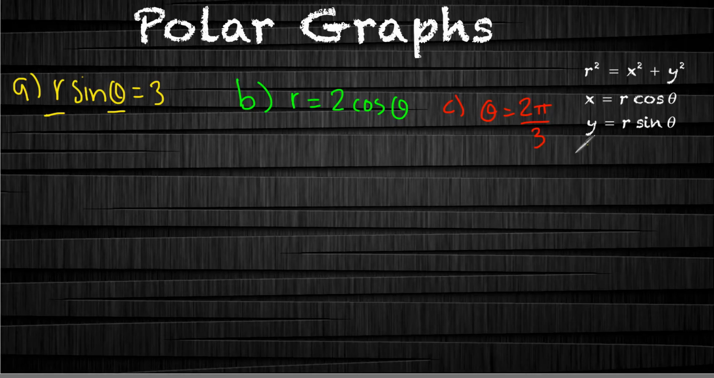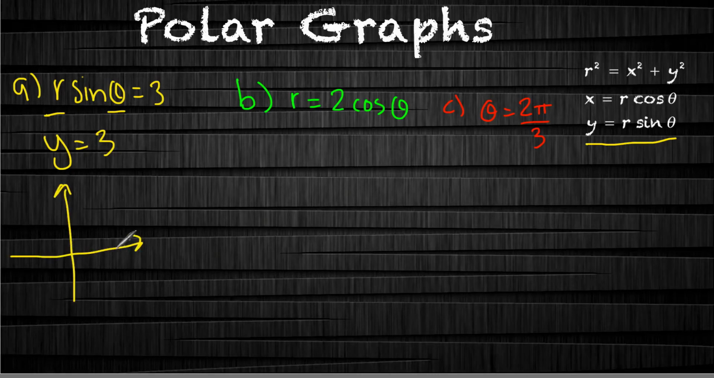So this one's a pretty simple one. We can look at this and say y is equal to r sine theta. So wherever we see r sine theta, we can replace it for y. So y equals 3. And if we were asked to sketch a graph of this, we know that this would simply just be a horizontal line at y equals 3. So that one is pretty much done.